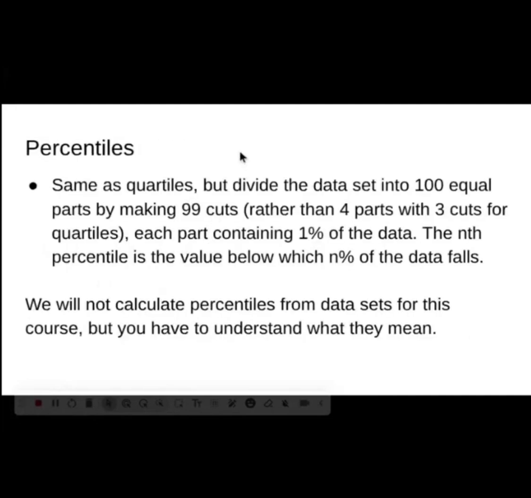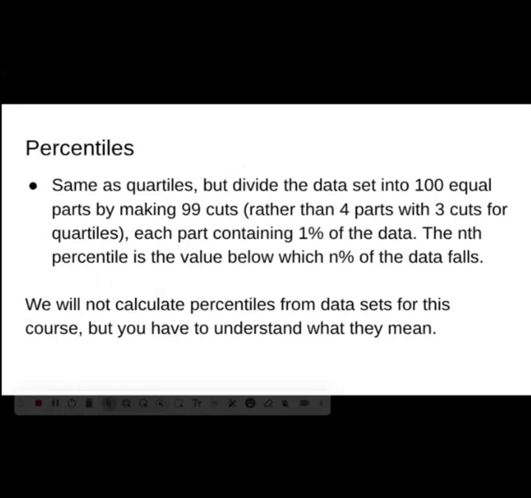Percentiles are the same idea as quartiles, but instead of making 3 cuts in the data for 3 quartiles, you make 99 cuts, dividing the data into 100 parts. Each part contains 1% of the data. N% of the data falls below the nth percentile. So for example, if the 86th cut falls in the value 70, or falls between two values and their average is 70, that means that 86% of the data points are less than 70.